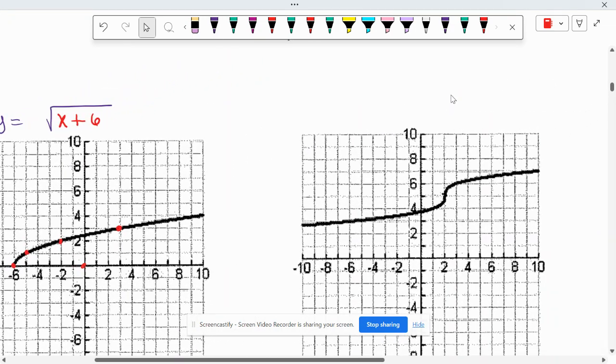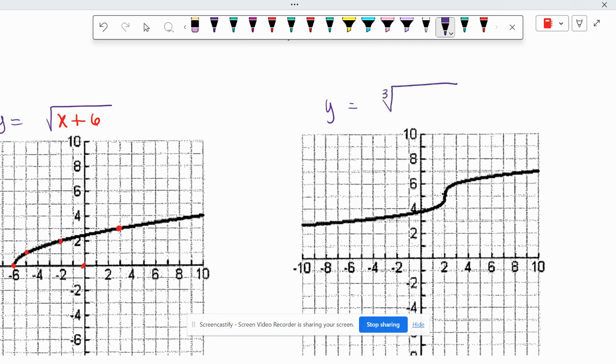The next one, what kind of function is this? Look at the graph. Is it a square root or a cube root? So y equals the cube root of something. The first thing I'm going to do is use my pattern. If I go over 1, I go up 1. If I go over 1, 2, 3, 4, 5, 6, 7, 8, I go up 2. So that tells me there's no multiplier, meaning there's no a value out front. So x, now what?